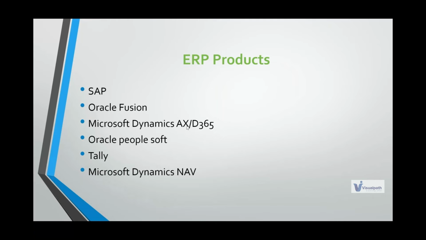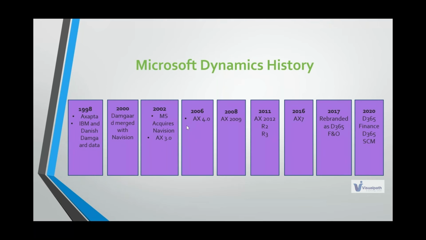I have just given a high level introduction to what is ERP, what are the characteristics of an ERP, and what are the ERP products. So now I'm directly entering into the Dynamics history. This is the Microsoft Dynamics history: where it started, from where to where, and what revolutions happened throughout the journey of Dynamics. I have mentioned it in a single slide with some boxes.